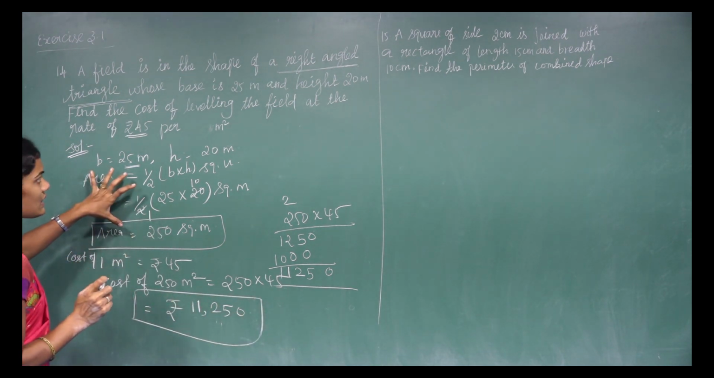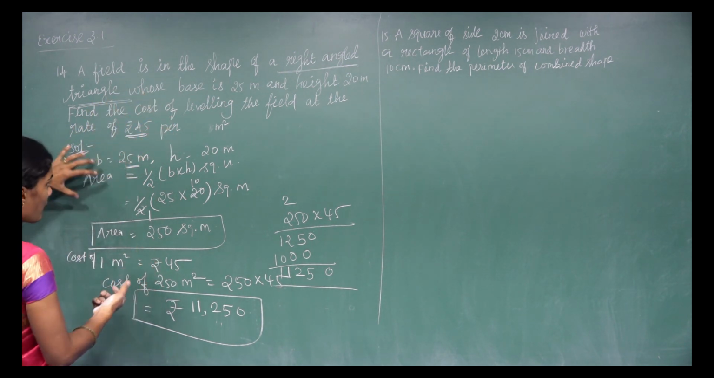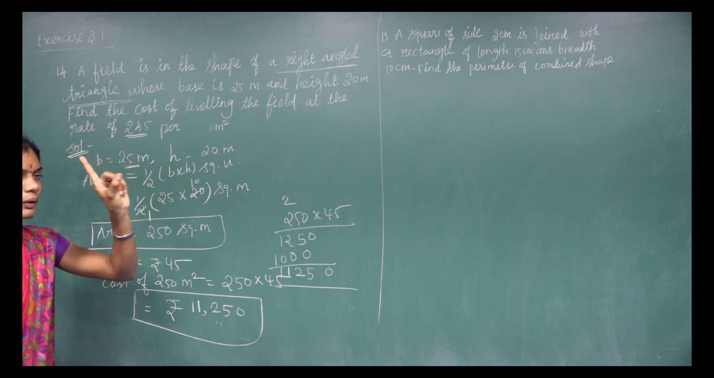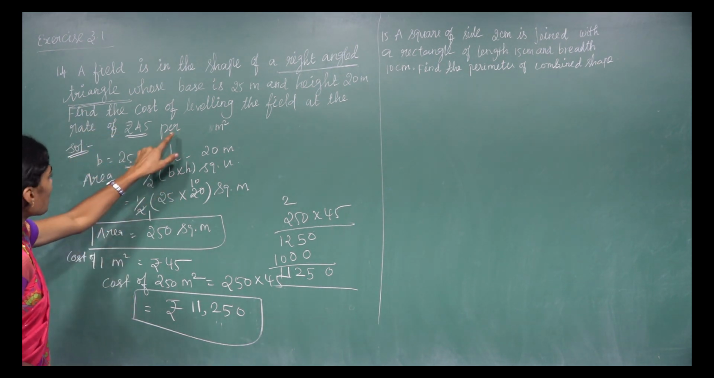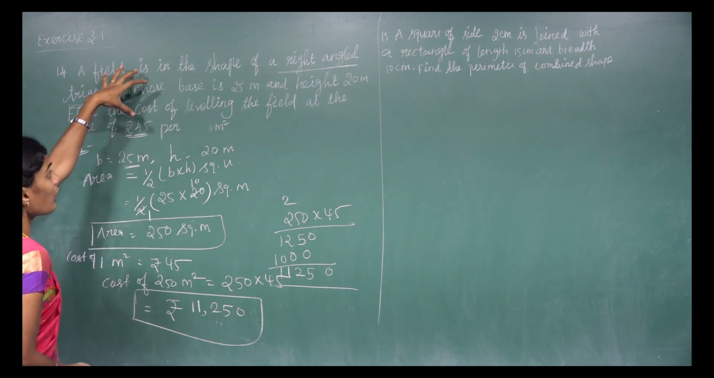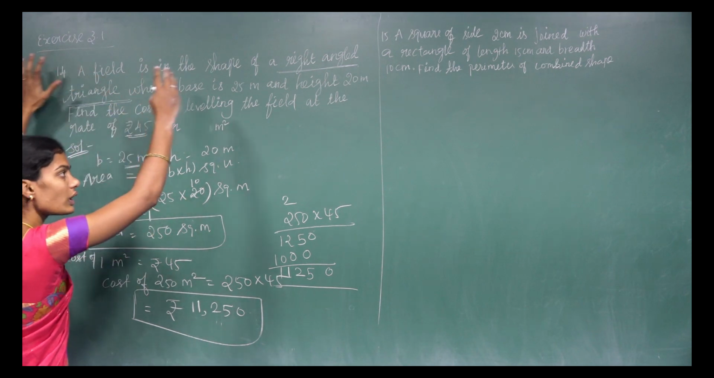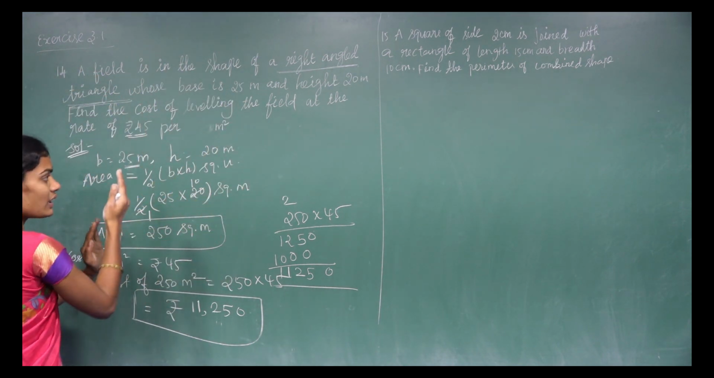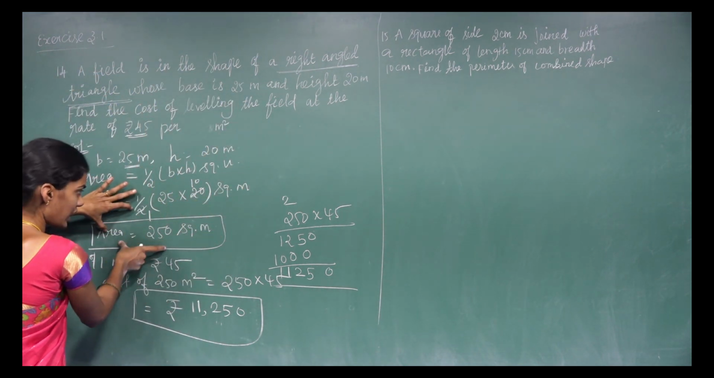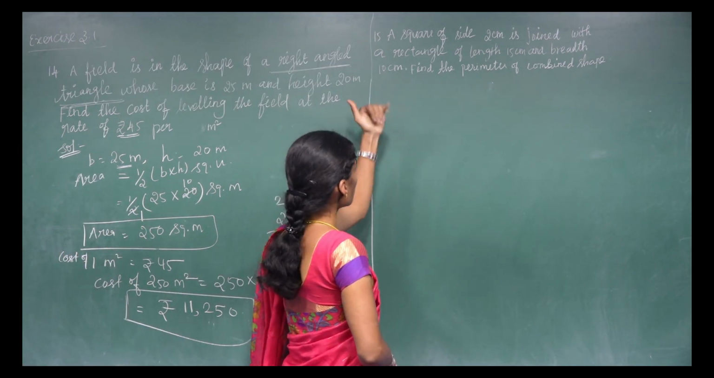11,250. It's very easy. First of all, you want to calculate total area. They have given the cost only for 1 square meter, rupees 45. But they have given only the base and the height values. So we want to calculate the total area of this right angle triangle. Then after finishing that area, we want to find the cost. See the next problem.